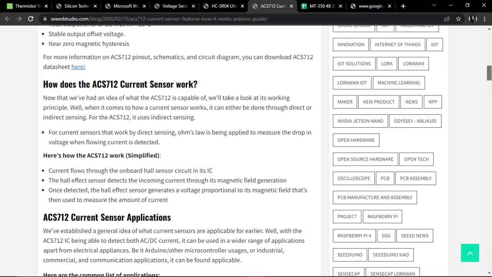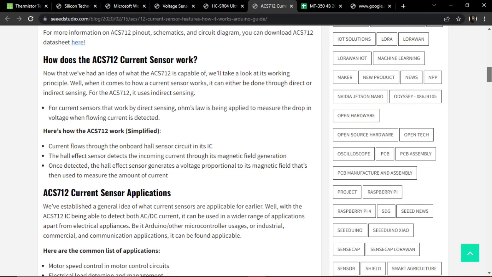How does the ACS712 current sensor work? So now that we have an idea of what the ACS is capable of, we'll look at its working principle. When it comes to how a current sensor works, it can either be done through direct or indirect sensing. For current sensors that work by direct sensing, Ohm's law is applied to measure the drop in voltage when flowing current is detected. Current flows through the on-board Hall sensor circuit in its IC. The Hall effect sensor detects the incoming current through its magnetic field generation. Once detected, the Hall effect sensor generates a voltage proportional to its magnetic field. That's then used to measure the amount of current.